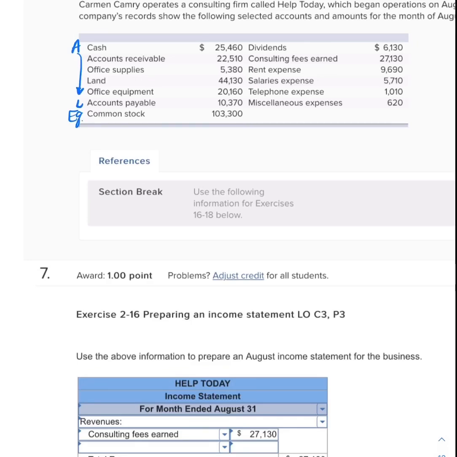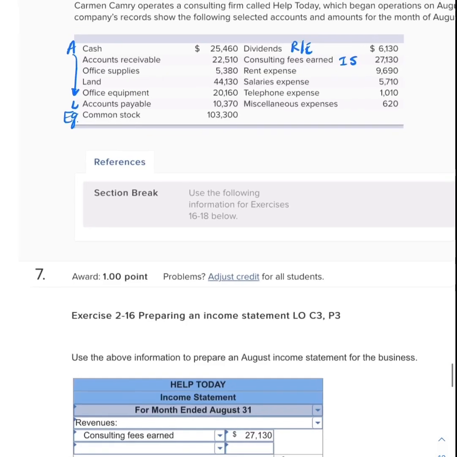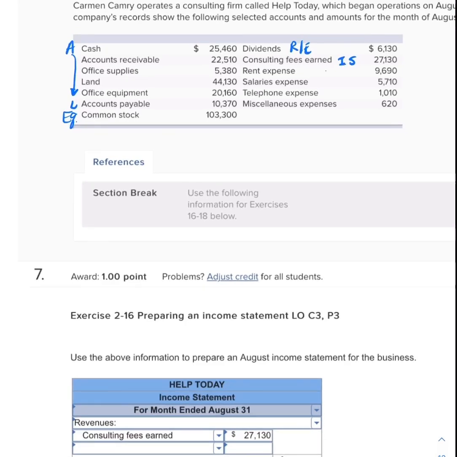Next, we see dividends. I'm just going to write RE because I'm telling myself that's going on the statement of retained earnings. Consulting fees earned, that's going to be an income statement item because it is a revenue account. And then all of these are expenses, which is also the income statement. So this is a revenue on the income statement. Now all of this is going to go on the balance sheet, and more or less all of this on the right side goes to the income statement, with the one exception being those dividends. They will not go to the income statement.